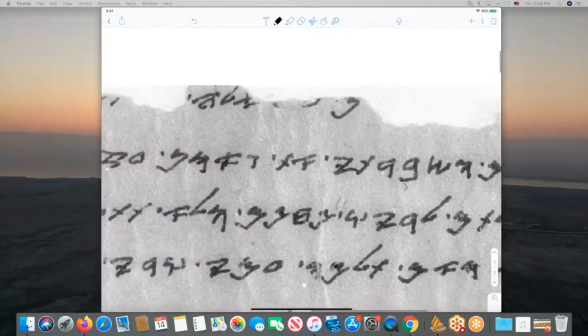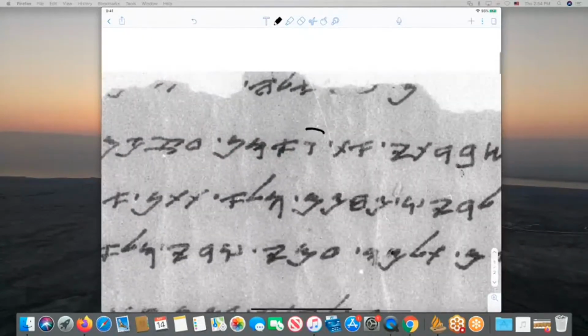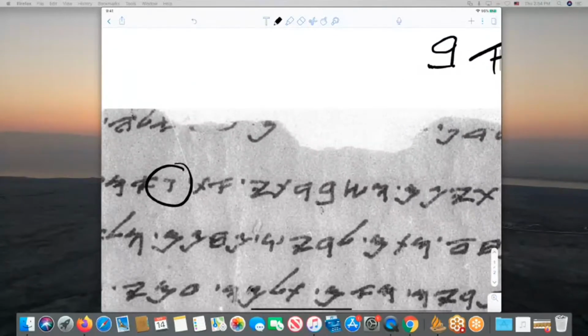Now the Gimmel is more rare, but we did find this guy right there. That's our Gimmel, so we'll just go with that. Gimmel, and it's much smaller, relatively speaking. The Aleph, Bet, Gimmel, Dalet.